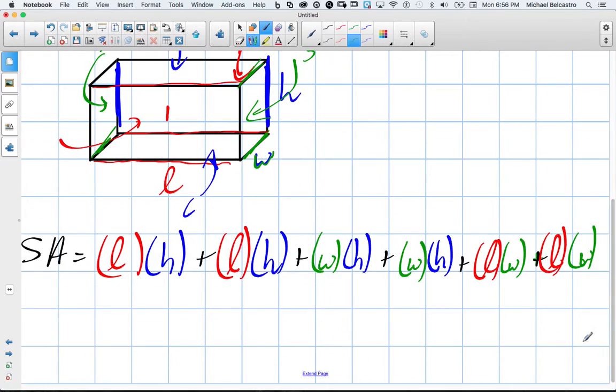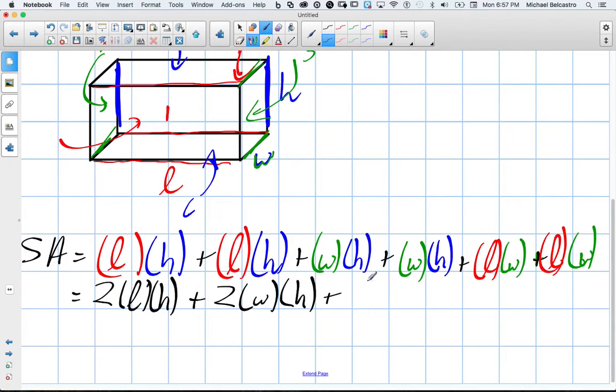Before I go plugging everything in, I can actually simplify this. Length times height plus length times height, those variables are the exact same. So instead, I can just say 2 times L times H. I'm not going to write the colors in anymore. Those two simplify; essentially, I can just multiply them by 2. The same thing happens here: plus 2 times W times H plus 2 times length times width. So I've now simplified that, making it much easier for plugging information in.